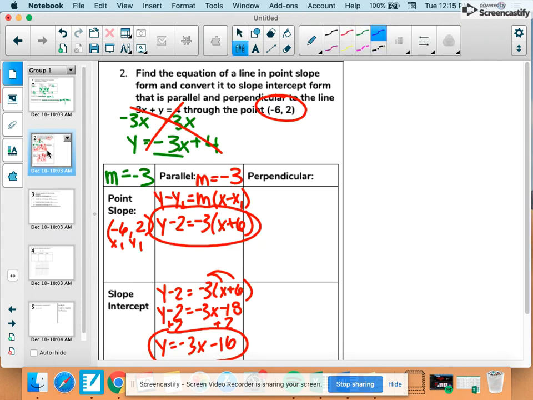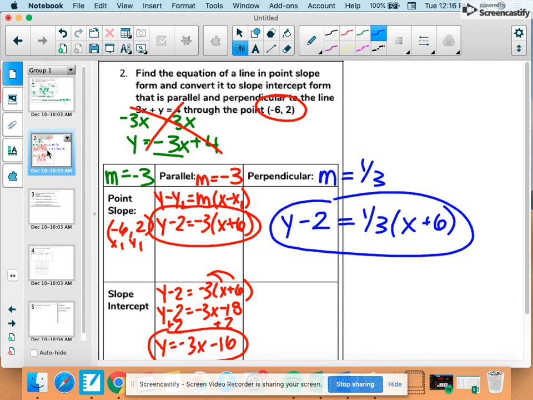For perpendicular, the only thing that has to change is we have to use the opposite reciprocal slope. Since it was negative 3, it's going to become positive, and that's 3 over 1. When we flip that, it becomes 1 over 3. So that's the slope we're going to use when we plug in. We do y minus, again using that same point, negative 6, 2, so y1 is still 2, equals 1 over 3 times x plus 6, because minus a negative becomes plus. So that's our point-slope form.